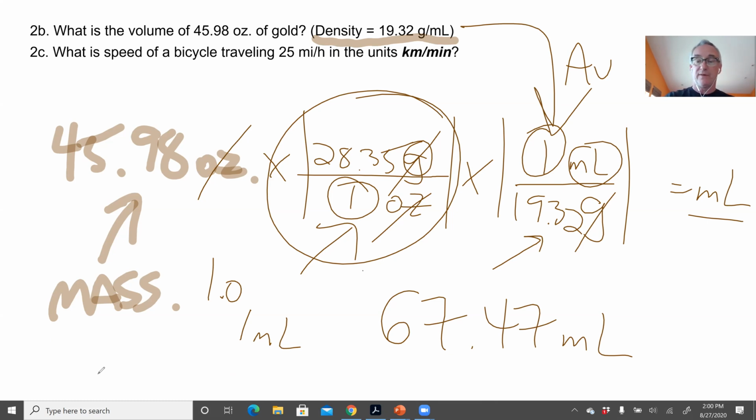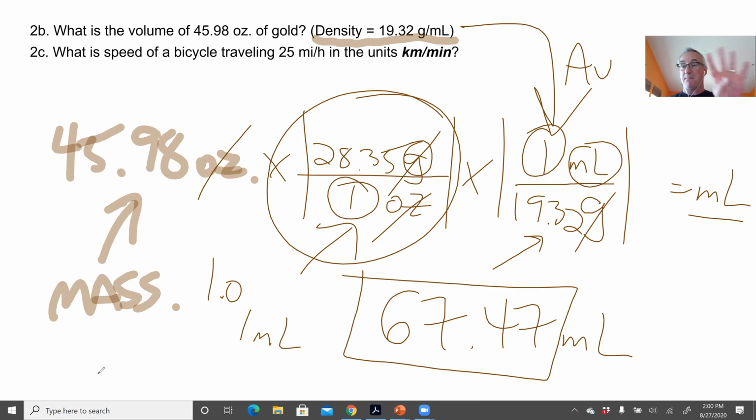Yeah, that's a good point. But you were right. 4 is the number of significant digits, because there's 4 significant digits in my mass of gold, and there's also 4 significant digits in my density. And so since my multiplying and dividing all have 4 digits in it, my answer should have 4 digits as well. Yeah, so 67.47 milliliters, which is a nice hunk of gold, actually.